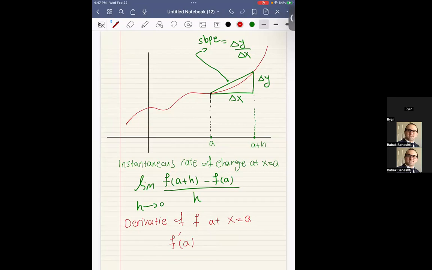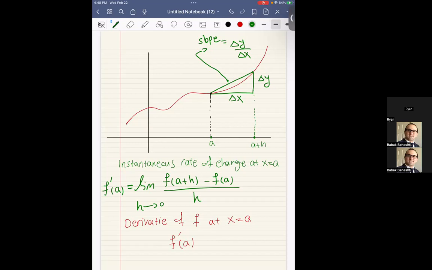So instantaneous rate of change basically is equivalent to the derivative. And that is the definition of the derivative of the function f at x equal to a, and we write f prime of a. So this is f prime of a by definition. This is the first comment.